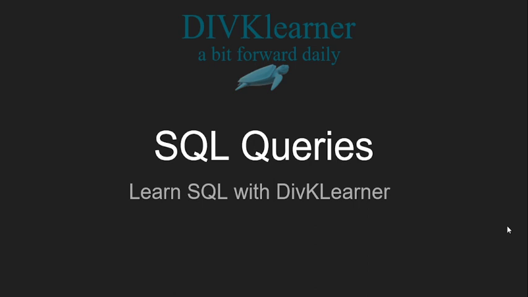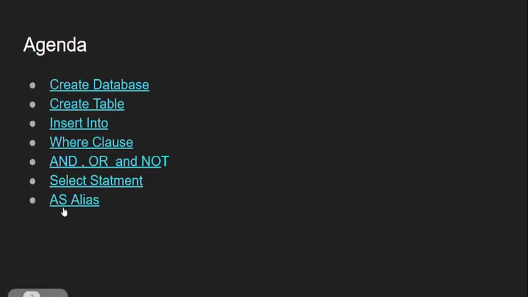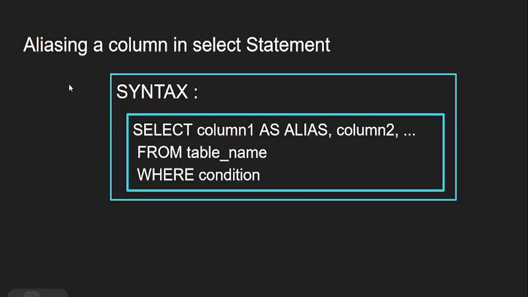So let's get started. Our today's agenda is AS alias. AS alias is basically used to give a temporary name to your column while displaying your data or while retrieving your data in a result set format.